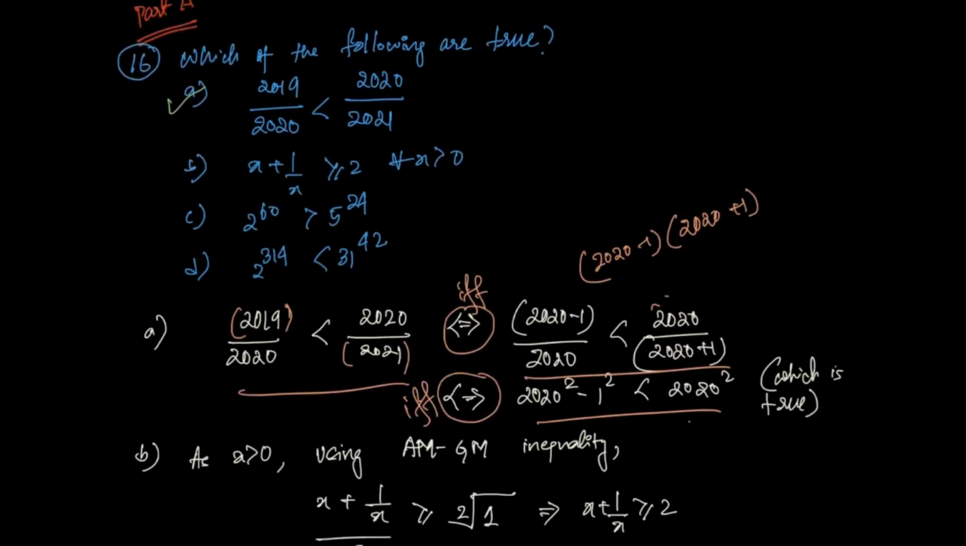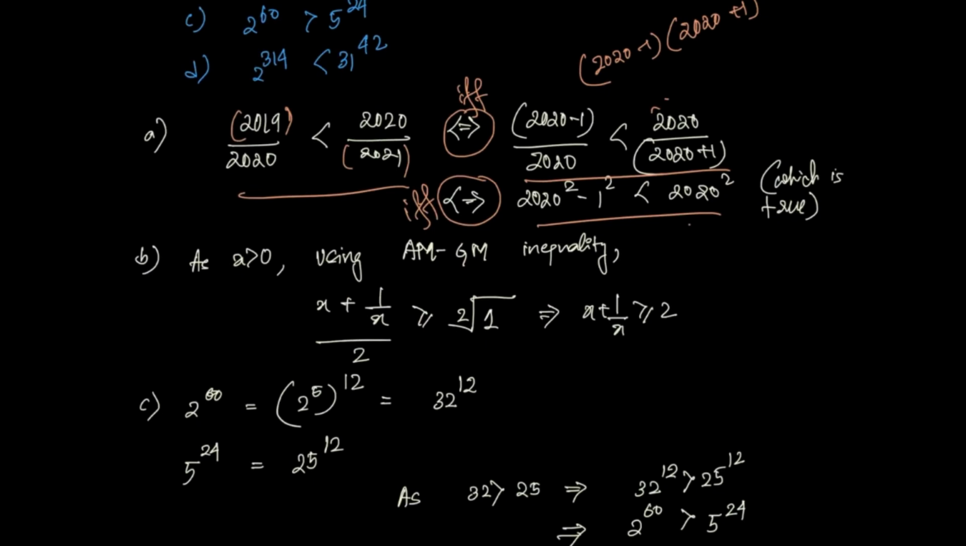It's given that x plus 1 by x is greater than or equal to 2 when x is greater than 0. So this is a pretty standard result that follows from the AM-GM inequality. For those of you who are unaware of the AM-GM inequality, it goes like this: take two non-negative real numbers x and y, then the arithmetic mean of x and y is greater than or equal to their geometric mean, which is equal to this. This is the AM-GM inequality.